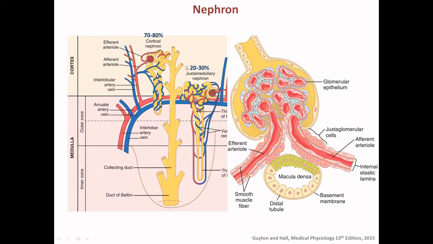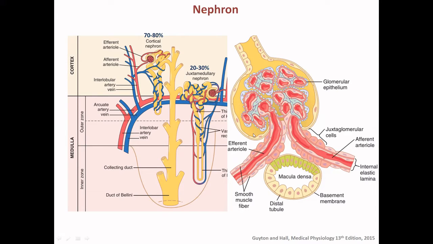So what is the distribution? Cortical nephrons are almost 70 to 80% of all the nephrons found, whereas the juxtamedullary nephrons constitute almost 20 to 30%. Okay. So in one of the following slides, or in the following lecture, we'll discuss the importance of the macula densa, how it regulates the rate of the filtration.